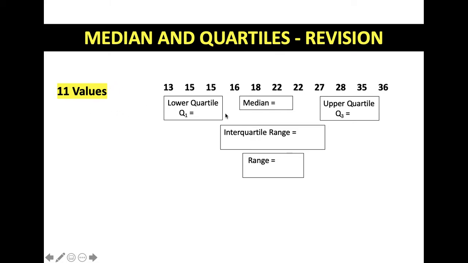So when it's 11 values, there's a clear middle one. 22 is clearly the middle one. It's got 5 below it and 5 values above it. 22 is in the middle, so the median is 22.